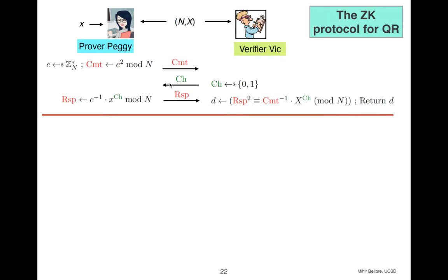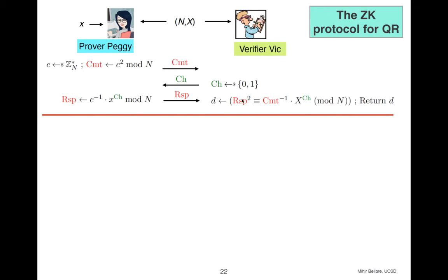So Vic now is saying, I'm asking you to establish one of those two claims. And she can do that. How does she do that? Well, she needs to send a square root of this if he picked that claim, and a square root of x times this inverse, which is y, if he picked the other claim. You can encapsulate those into one equation.